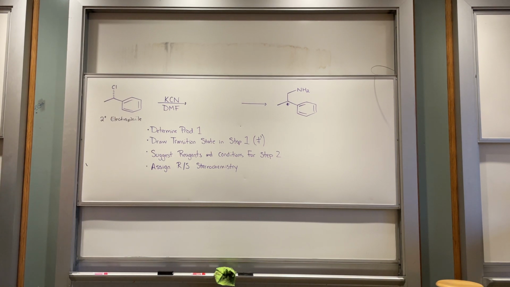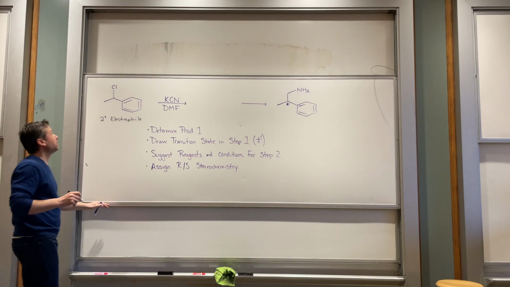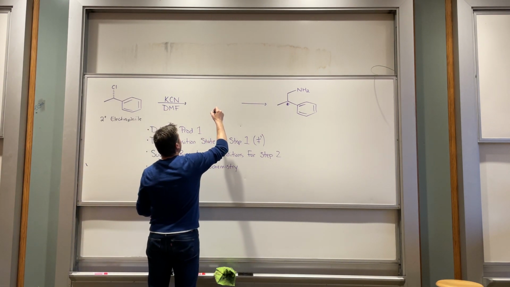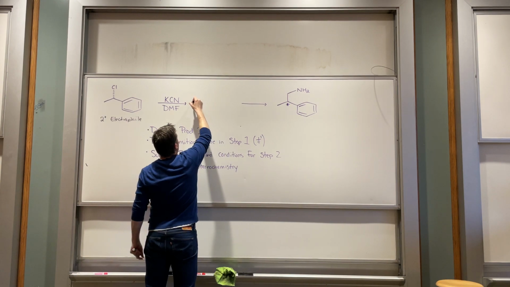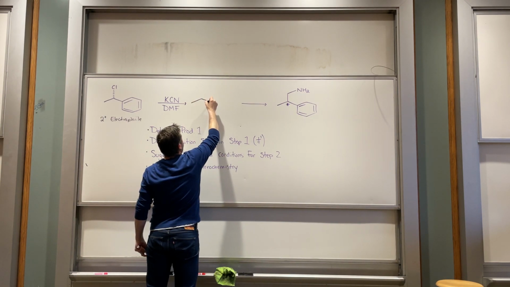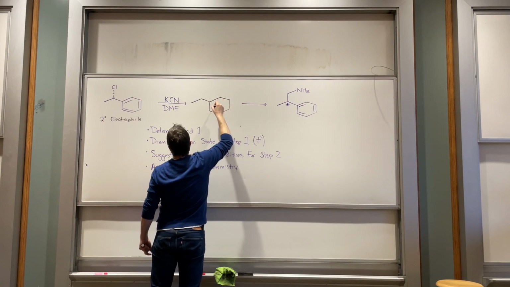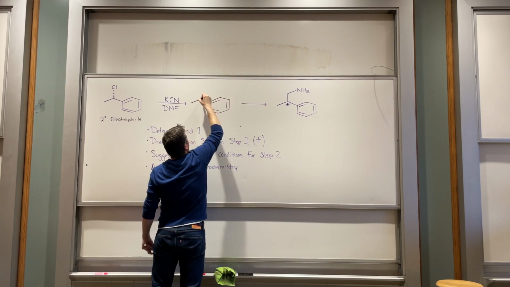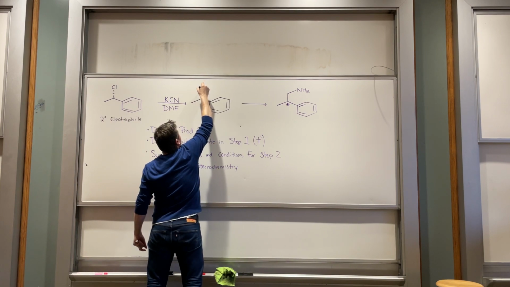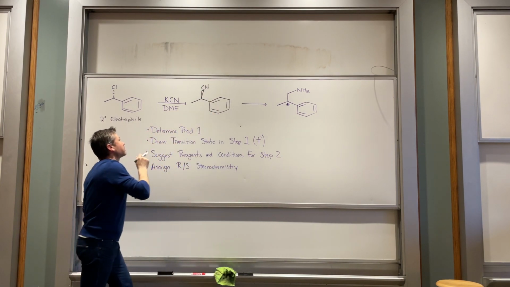Obviously, it's going to be a substitution reaction. Right? What's the product going to look like? Is it just going to be the CN replaces the Cl? Good. Which direction is it going to be going? It's going to become a wedge. Good. All right, so that's going to be the product.